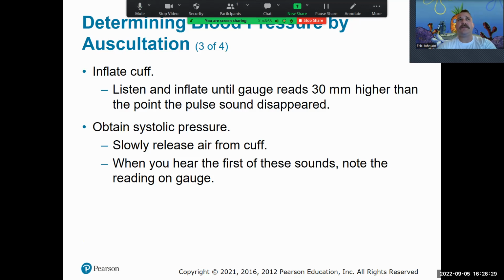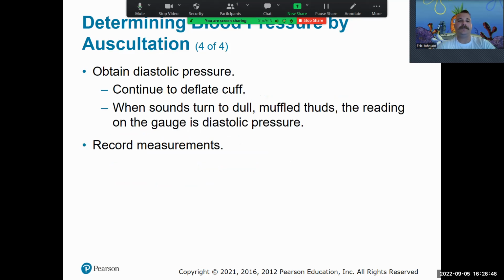Once we get to that 30 millimeters higher, we'll slowly remove air by giving just a tiny bit of a turn to the thumb screw on our bulb, slowly releasing air, and then note the very first sound that you hear and record that as the systolic blood pressure. We're going to continue listening, and you're going to hear that.